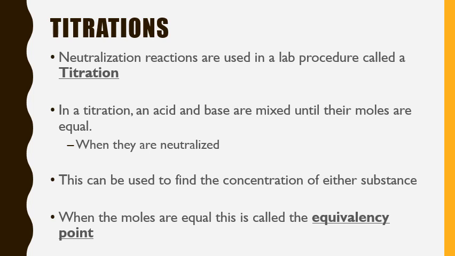Now, one of the most practical things we do with a neutralization reaction is the lab procedure called a titration. Remember, a titration is when you combine an acid and a base. Actually, let's change our colors again. So combine our acid with a base, and we mix them so they become neutralized. We do this so that we actually get equal moles. That's right, we want moles of acid to be the same as moles of base.